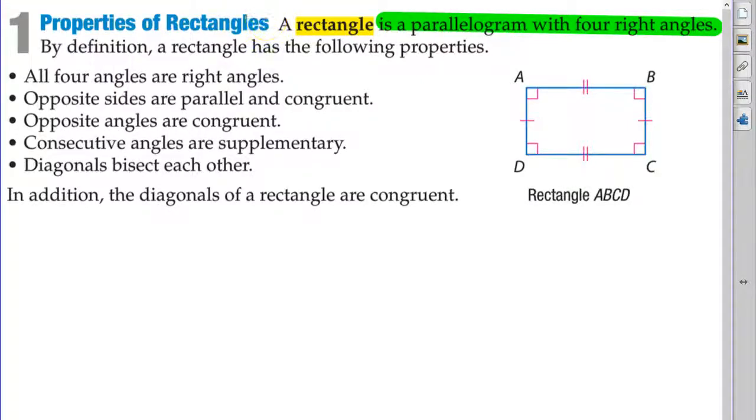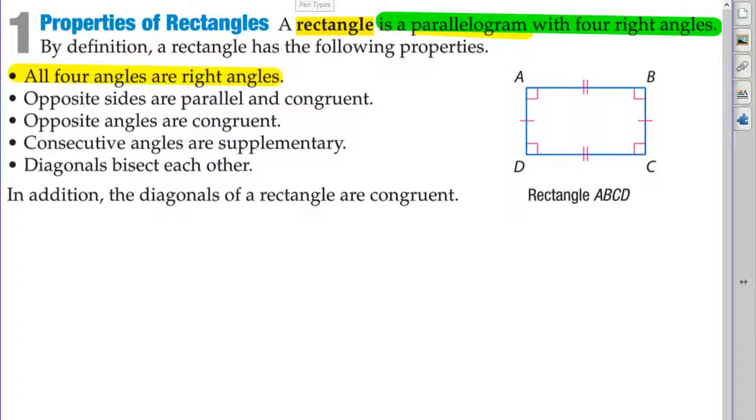So you have to remember that by definition, it is a parallelogram. A rectangle is a parallelogram by definition. So you have all the properties of parallelograms. First of all, by its actual definition, all four angles are congruent, which means all four angles are right angles.